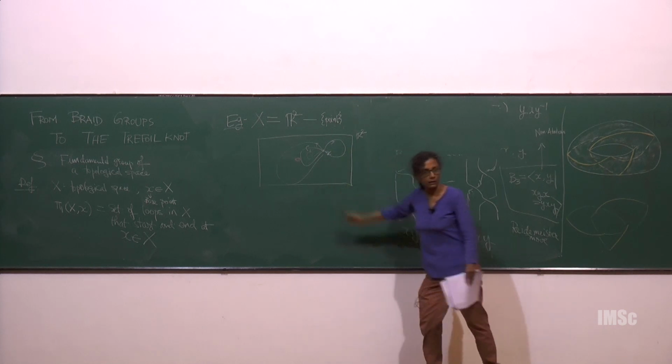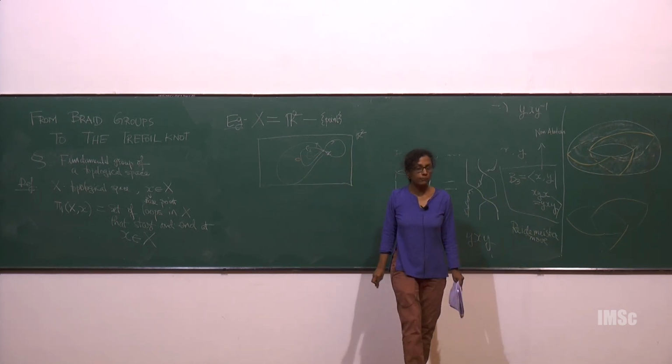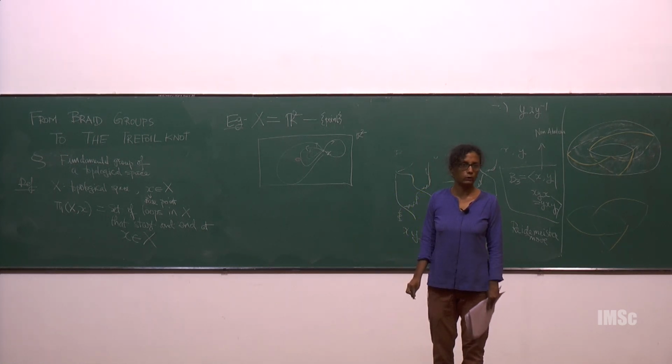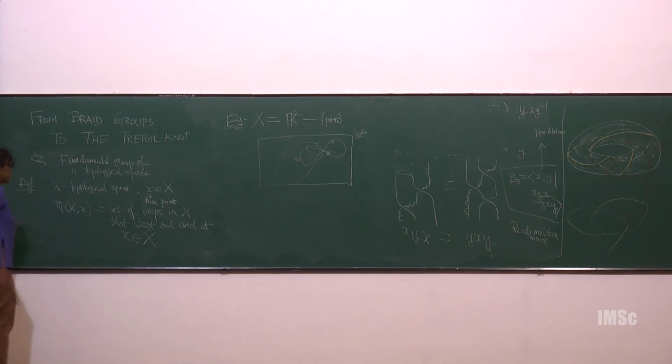So you travel and come back. But make sure you don't go to that point. The pink point is not there in the space, so you cannot go into it. So the set of loops looks like this.